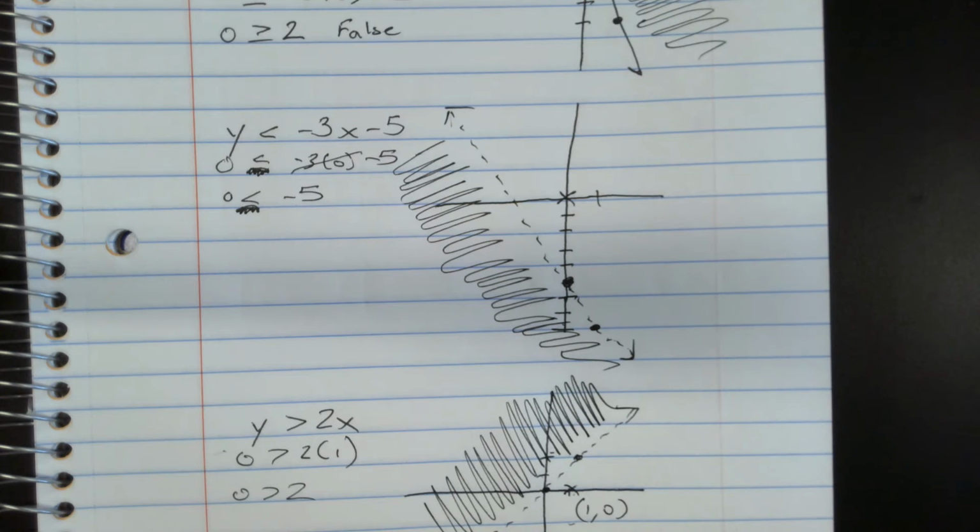Wait, hold on. Ryan. So, same question, y is greater than or equal to 2x. What if it's like that? Then it's just a solid line.